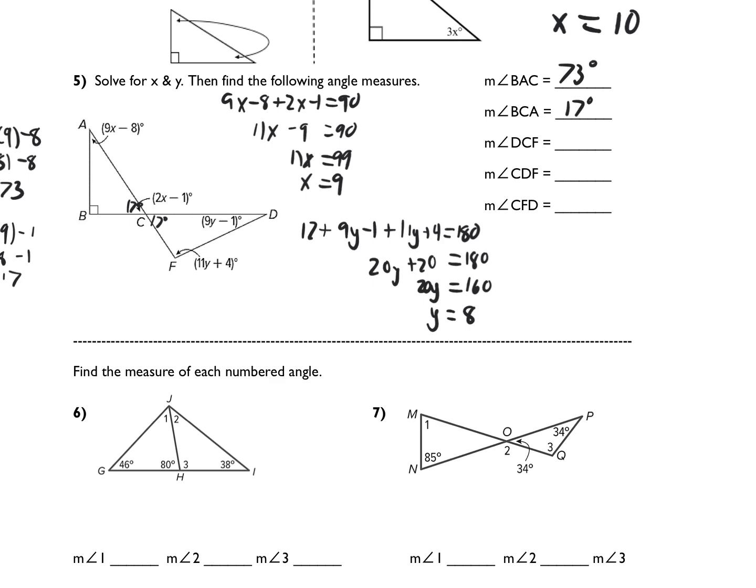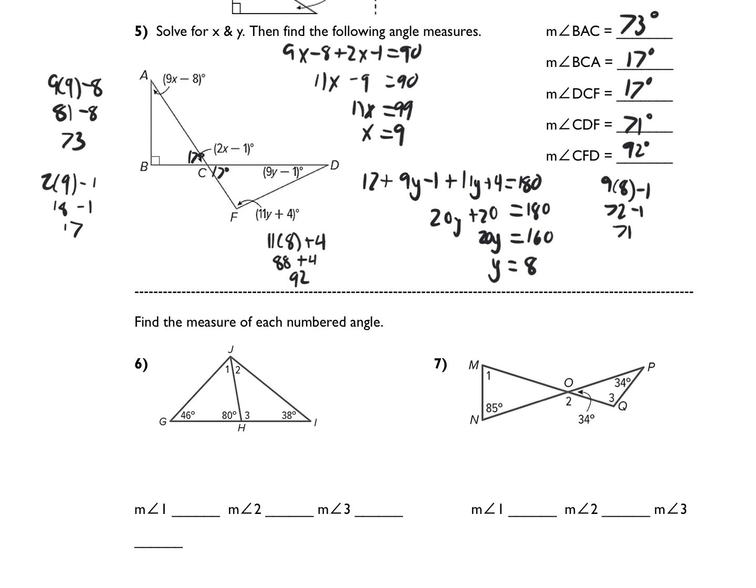Now plugging that in, CDF is going to be 9 times 8 minus 1. 9 times 8 is 72, so that's going to be 71 degrees. And CFD, it's going to be 11 times 8 plus 4. 11 times 8 is 88. So that's going to be 92. There we have it. All right.